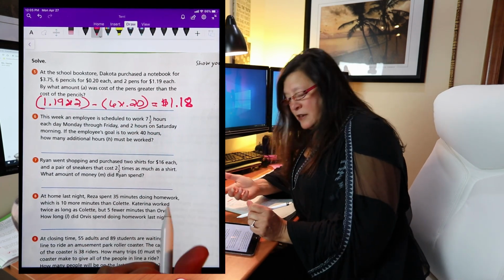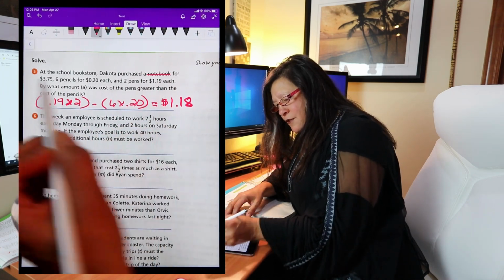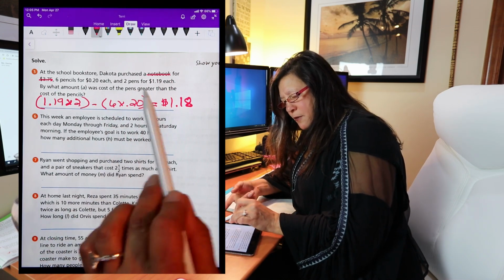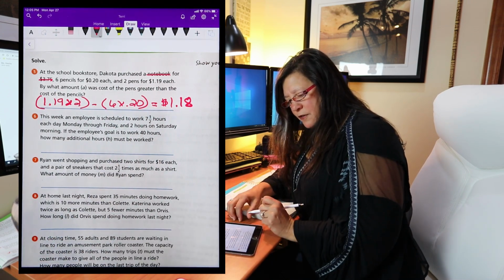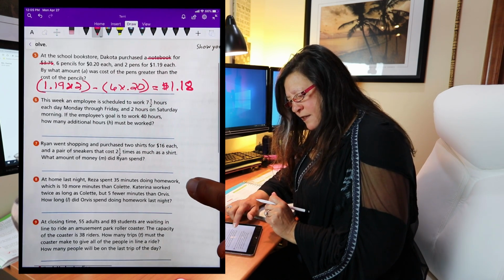Now there's some unneeded information in here to solve our problem. That's going to be this notebook for $3.75. We don't need that because we're only talking about the pencils and the pens comparison. So unneeded information, back from 6-8.